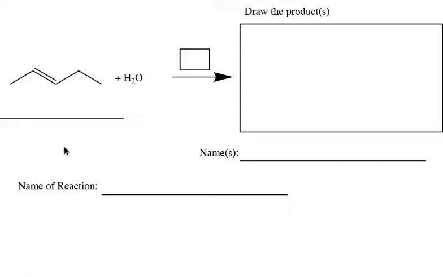Here's another reaction of an alkene. As you can see here, we are going to be adding water to an alkene. So we're going to be adding water across a double bond. This reaction is called hydration.